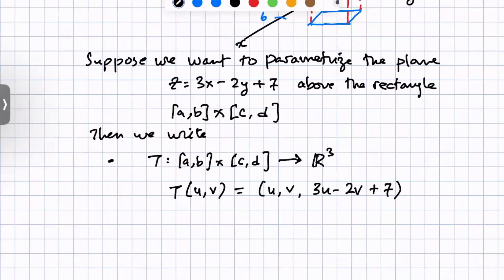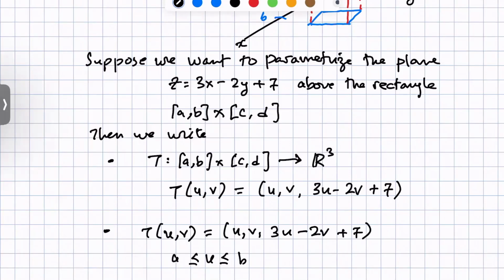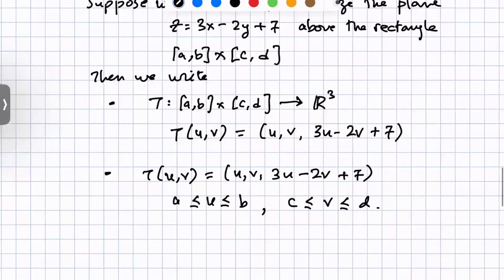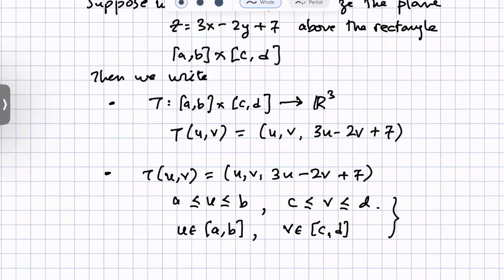Another way that you can write this would be the following. Just write T of u, v equals u, v, 3u minus 2v plus 7, and then tell us where the coordinates of u and v are going to range between. So you can do that. Alternatively, you can also write u as an element of AB and v as an element of CD. So either of these possibilities is okay.